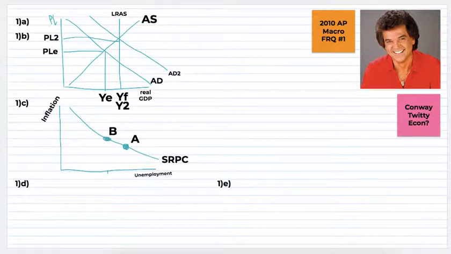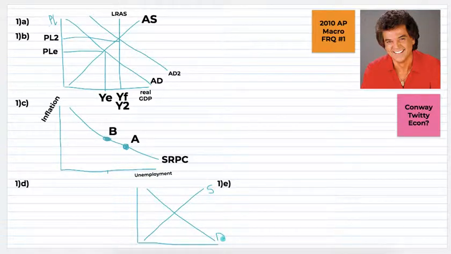D, assume that the increased military spending is financed through government borrowing. What will happen to the real interest rate? Explain. Now, you don't have to draw a graph for this, but I'm going to, just to illustrate the point. Real interest rates are shown on the loanable funds graph.